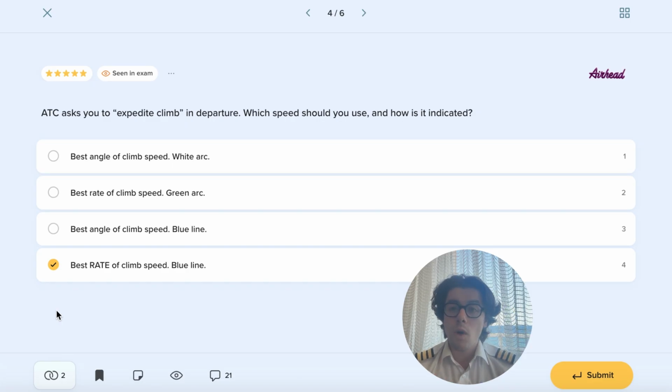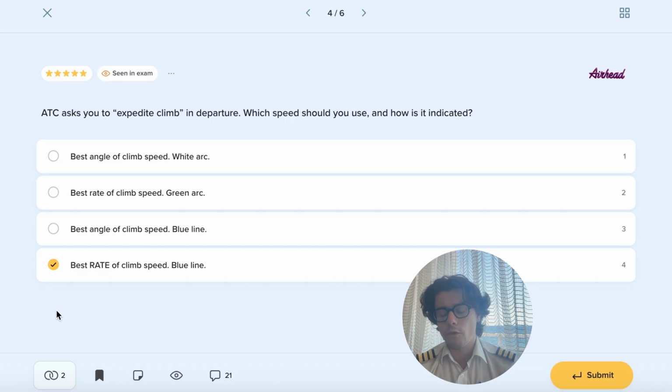For example, the yellow arc will indicate the speeds above VNO. These are the speeds that you can fly with when there's only smooth air. Of course, the red arc will indicate the speeds above VNE, the never exceed speed, and the white arc is your flap operating range for the VFE, and the green arc, of course, ends at your stall speed.